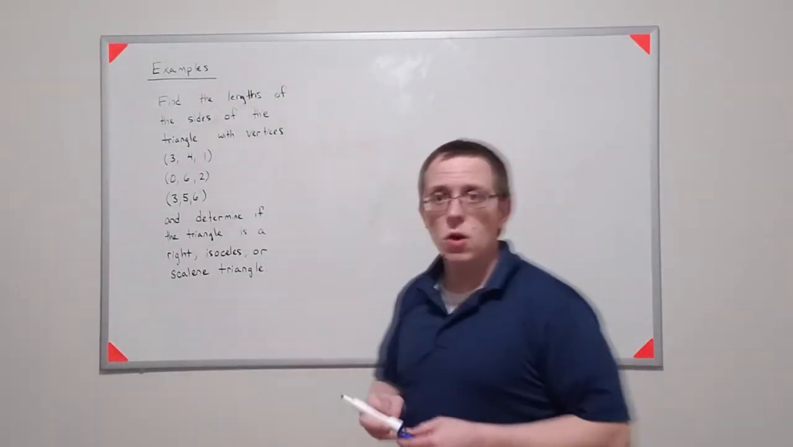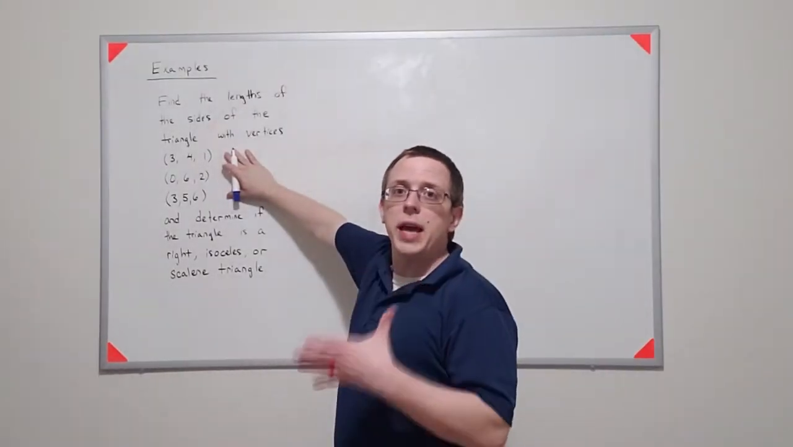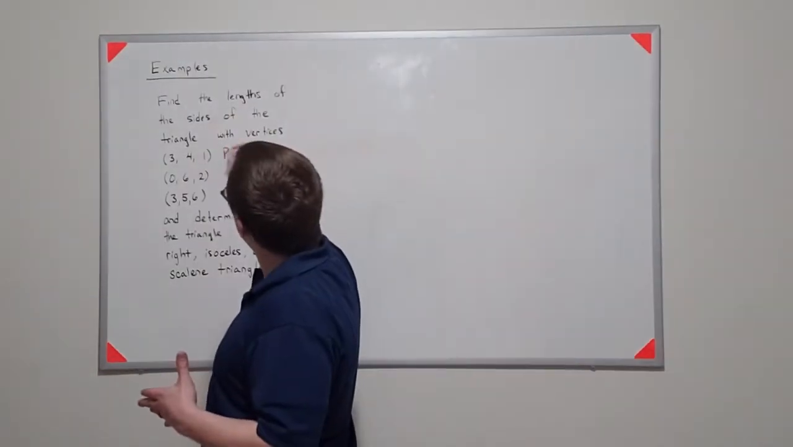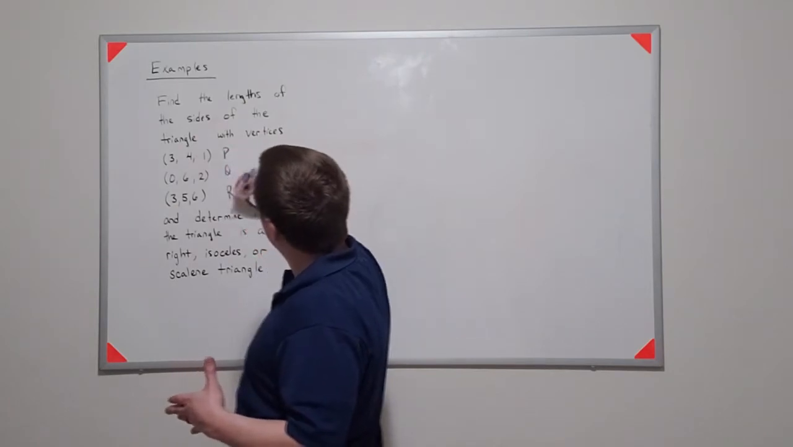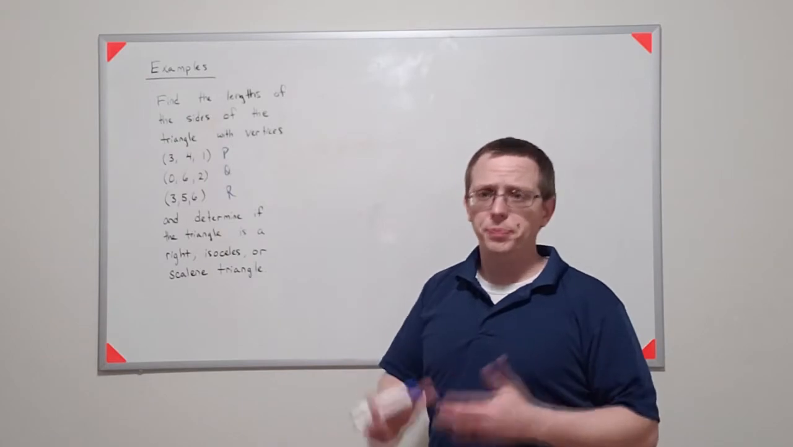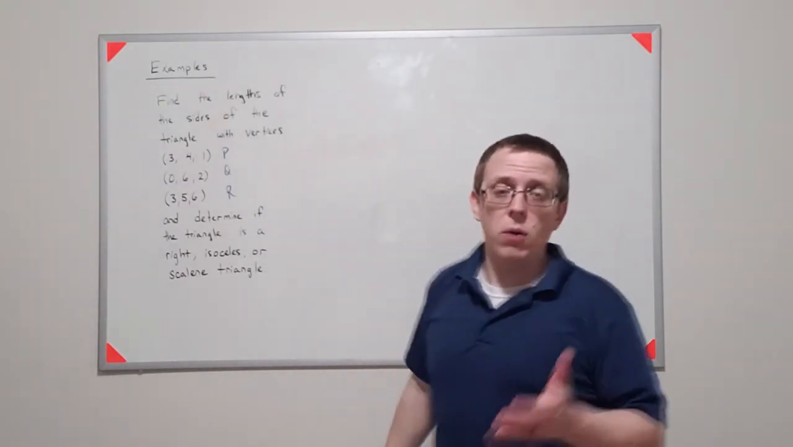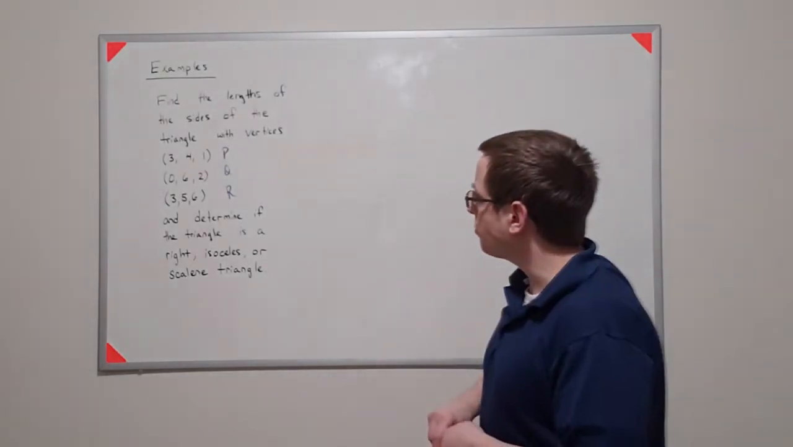So let's get to solving. The way we would want to do this is we want to label these points. We're going to call this P, Q, and R. And then we're going to come up with 3 vectors that represent P, Q, and R. We don't have to do it that way, but that is a way to do it.